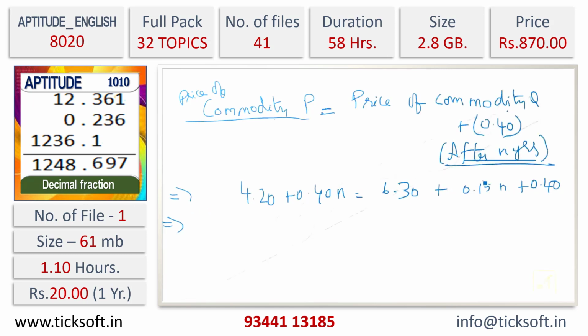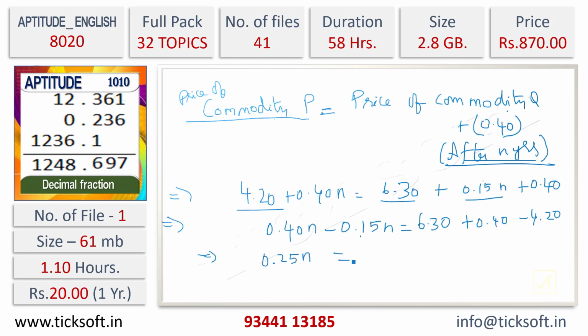Now we are going to bring the 0.15n to the opposite side. Already we have 0.40n, and if we bring this to the opposite side we get minus 0.15n. Now we have 6.30 plus 0.40, and if we bring 4.20 to the opposite side we get minus 4.20. Subtracting these, we get 0.25n, and this is equal to 6.30 plus 0.40, which is 6.70, minus 4.20, which is 2.50. To find the value of n alone, we bring this 0.25 to the opposite side.